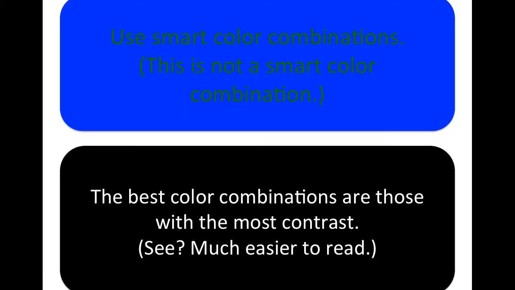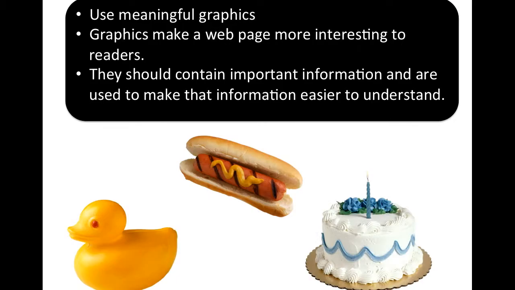Use of smart color combinations is also a good idea. The best color combinations are those with the most contrast, such as black and white. They make the text much easier to read. Also, graphics should be meaningful. They do make a web page more interesting to readers, but they need to contain important information and be used to make that information easier to understand.